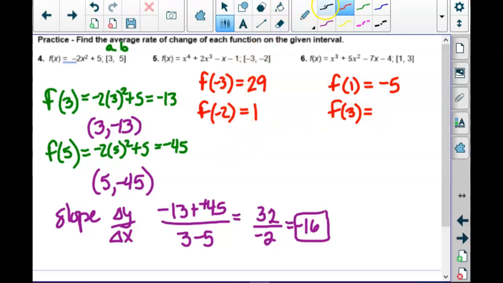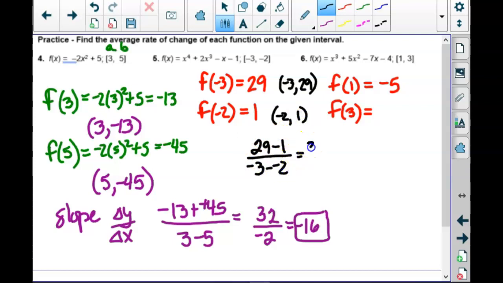All right, how do we finish this problem number 5 then? This means that we had an ordered pair of negative 3, 29, and this means we put in a negative 2 and got out a 1. So then we do the slope. I got negative 28. Did anybody else get negative 28 on that one? Yes?